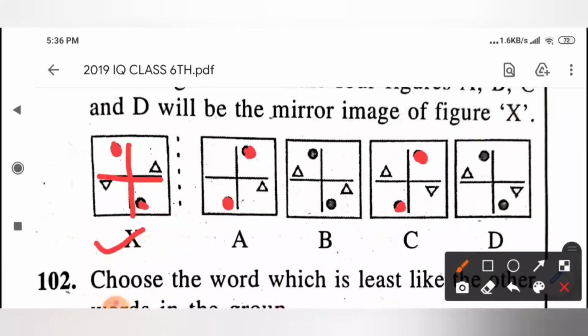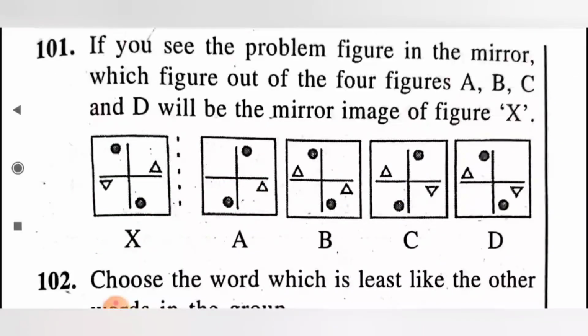And look at this triangle, and this triangle here it is missing, so this is not the option. And here, yes, there is a triangle, and down here is another triangle, and this triangle comes here. So all the elements are present in C. So the mirror image of X is image C. Everything in the left has come to the right side, and everything in the right has come to the left side. So option C is the correct answer.